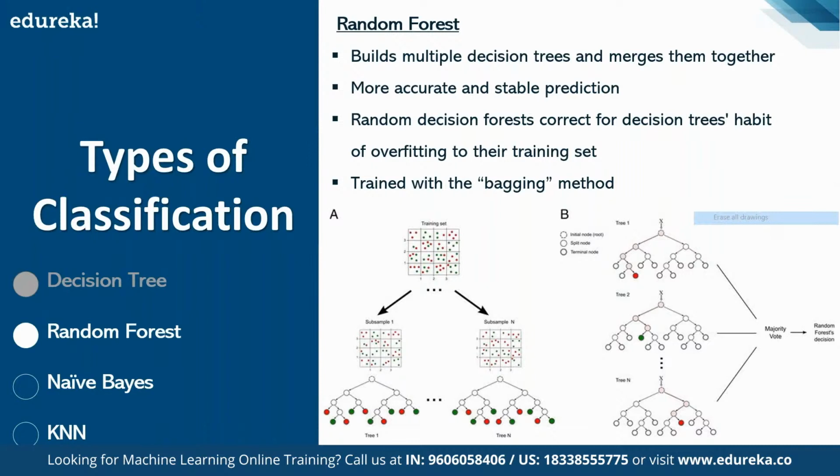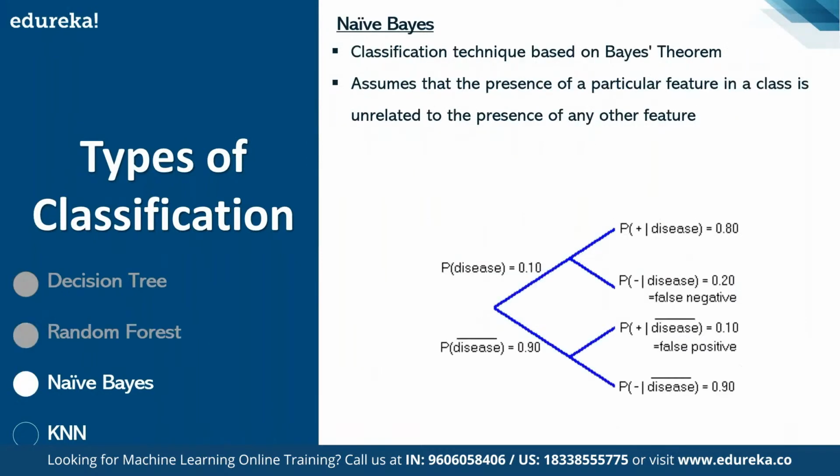Then after random forest, we have something called naive Bayes. Now, what is the naive Bayes algorithm? Naive Bayes is also a simple algorithm, and it is based on the Bayes theorem. The Bayes theorem is based on conditional probability, right? So it is based on conditional probability, which is your naive Bayes.